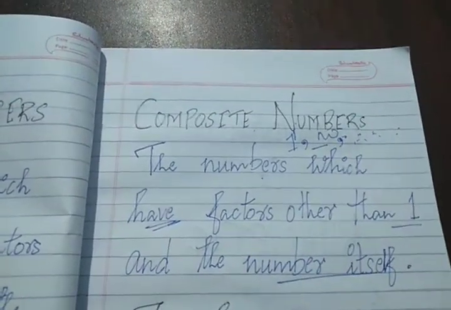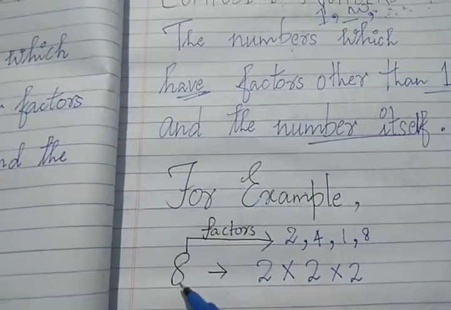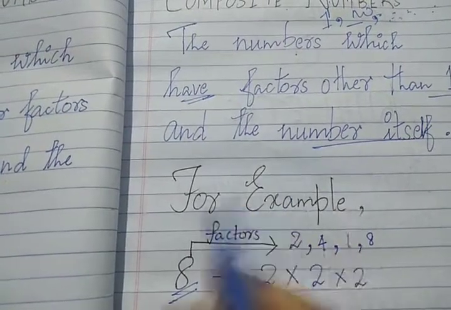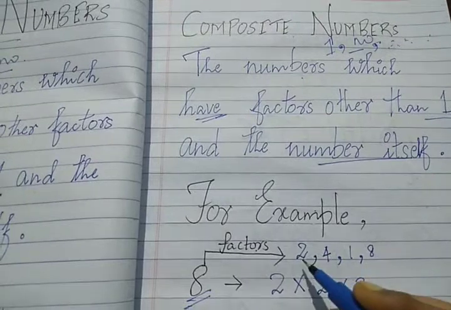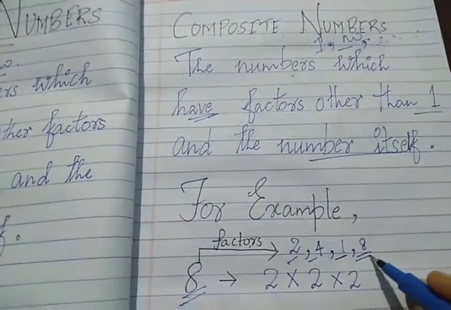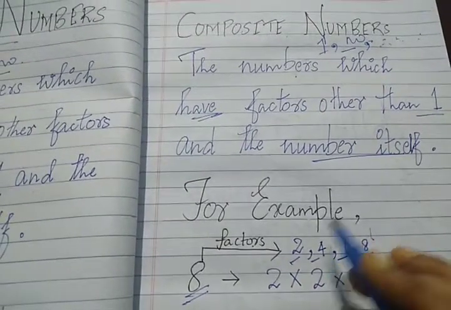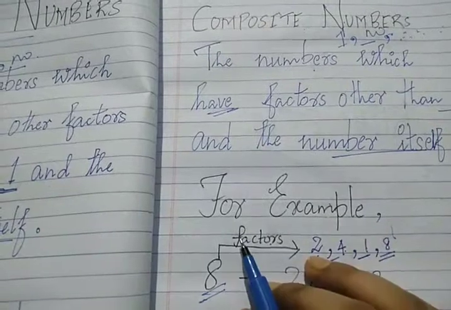Now let me tell you a few examples. The first example is 8. I have taken this example. You can take any other composite number as an example. The factors of 8 are 2, 4, 1 and the number itself. That means 8. 1 and the number itself are also the factors. Other than that, 2 and 4 are also the factors.